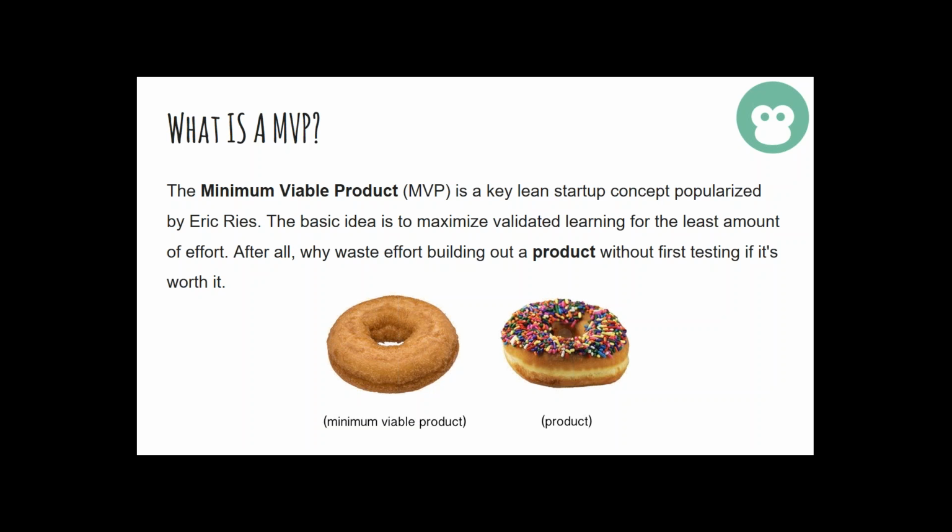And if you go about building a product in that way, it's very iterative and it's very flexible. And it's about doing it, again, over constraints. So we'd always recommend that your MVP should be built in sort of 4 to 12 weeks, depending on what it is. So the minimum viable product is a key lean concept popularized by Eric Ries. The basic idea is to maximize validated learning for the least amount of effort. After all, why waste effort building out a product without first testing if it's worth it?